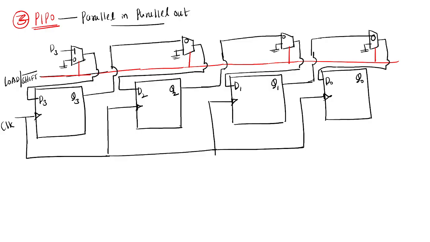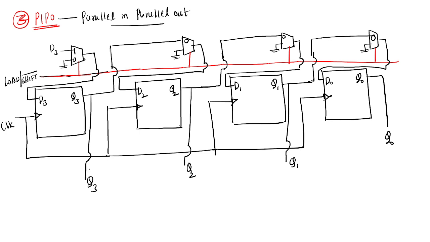This output is given to D0, and this is Q0, this is Q1, Q2, and Q3.